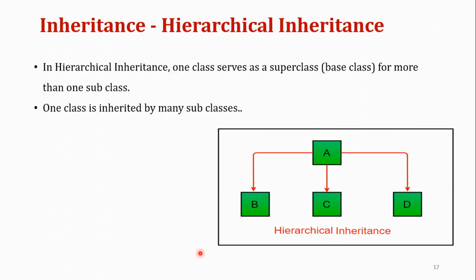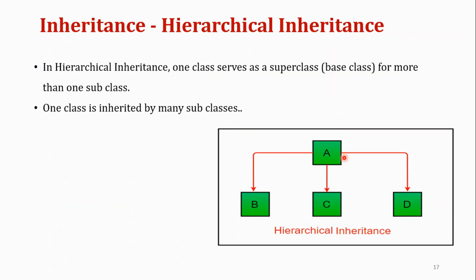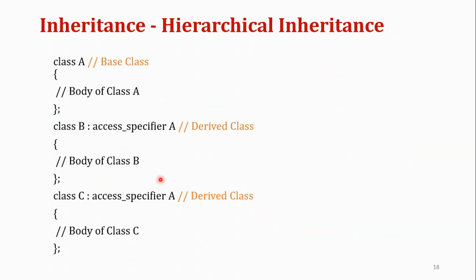The next inheritance is hierarchical inheritance. Think of a hierarchy: the top will be there, and from the top, all the subclasses get the same. Only one top class acts as the base class for more than one subclass. So for classes B, C, D, there is only one base class. One class is inherited by many subclasses. The syntax would be class A is inherited to class B, class C, class D. So class B public A, class C public A. Class A is inherited to all the subclasses. Okay.